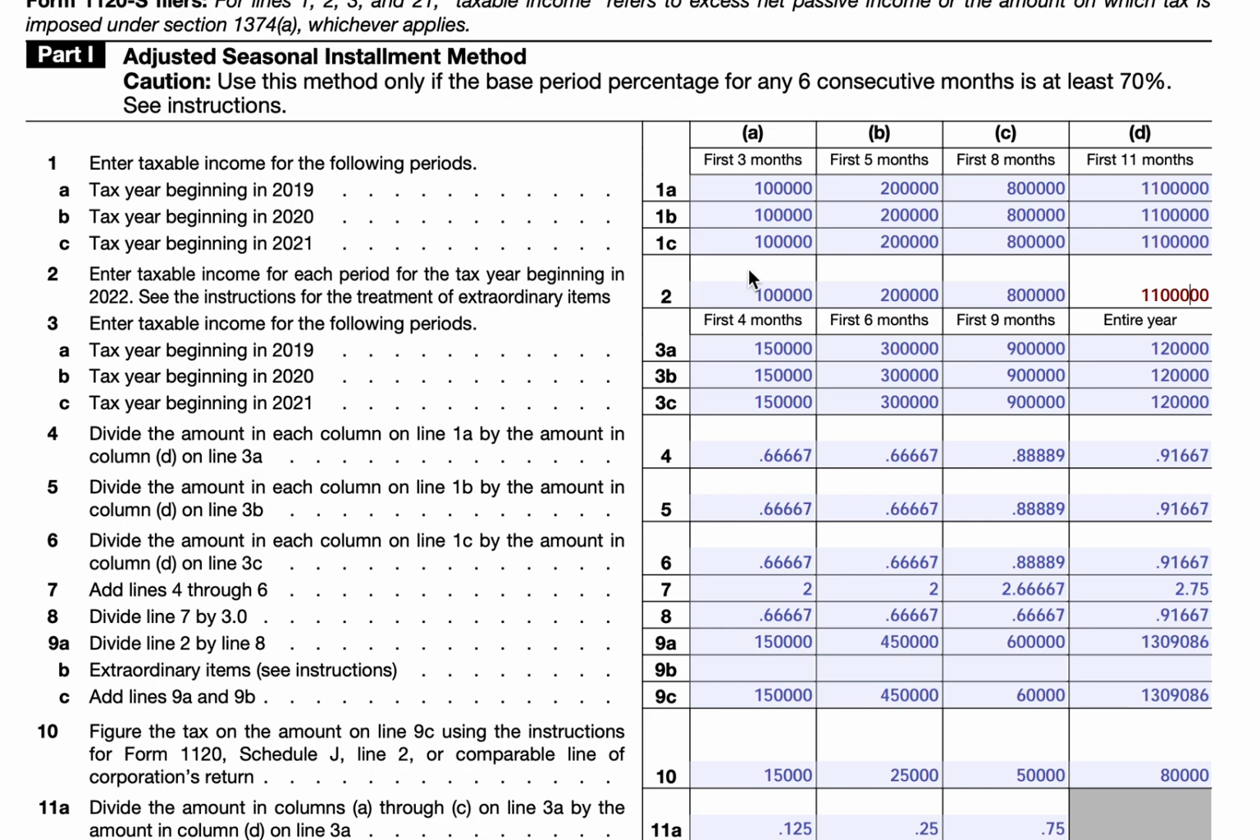And now in line 3, we're going to enter taxable income for the same 2019, 20, and 21 tax years, except we're going to do the first 4 months, the first 6 months, the first 9 months, and then the entire year. And so I put in different figures. $150,000, $300,000 in the first 6 months. First 9 months would be $900,000, and then the entire year is $1.2 million. And again, I misplaced a 0.